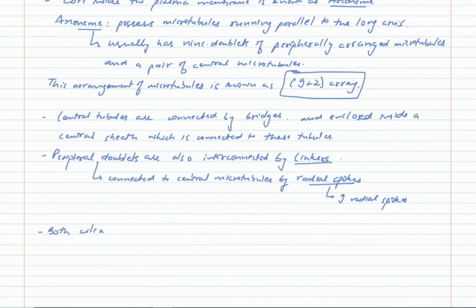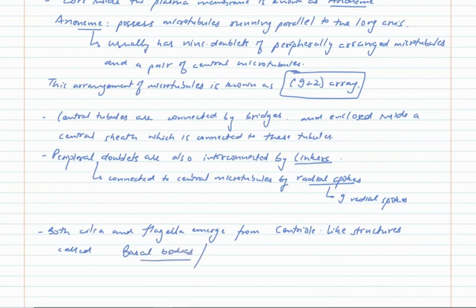Both cilia and flagella emerge from centriole-like structures, basal bodies, or blepharoplast. This is why both the cilia and flagella are quite similar in their ultrastructure.